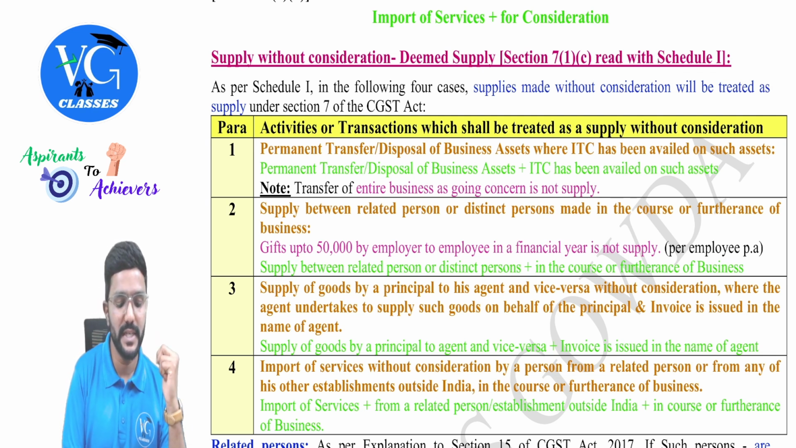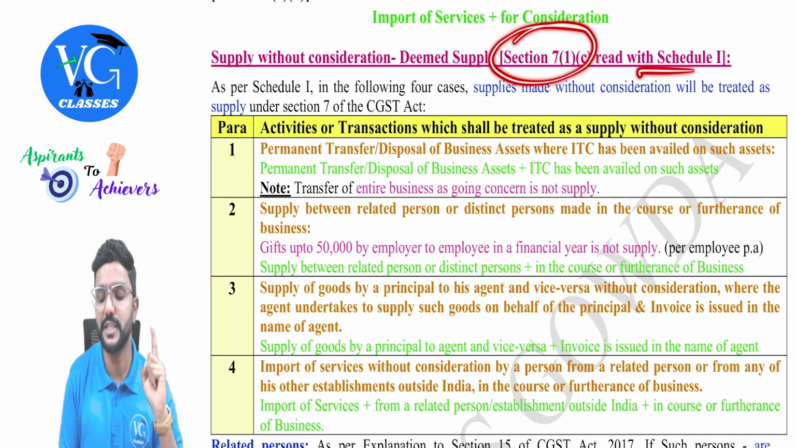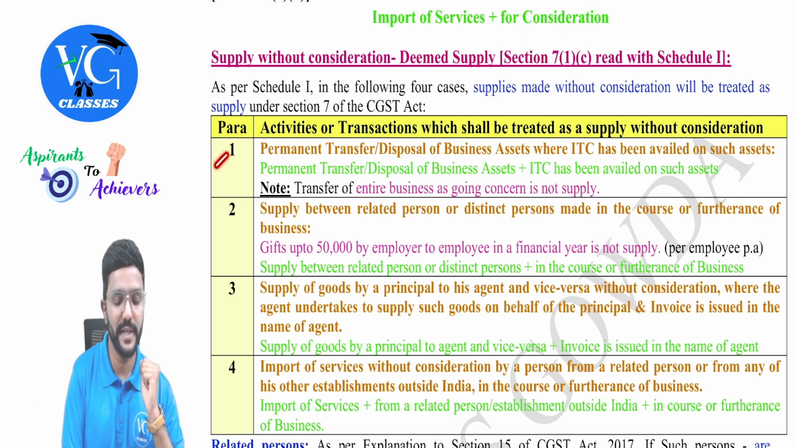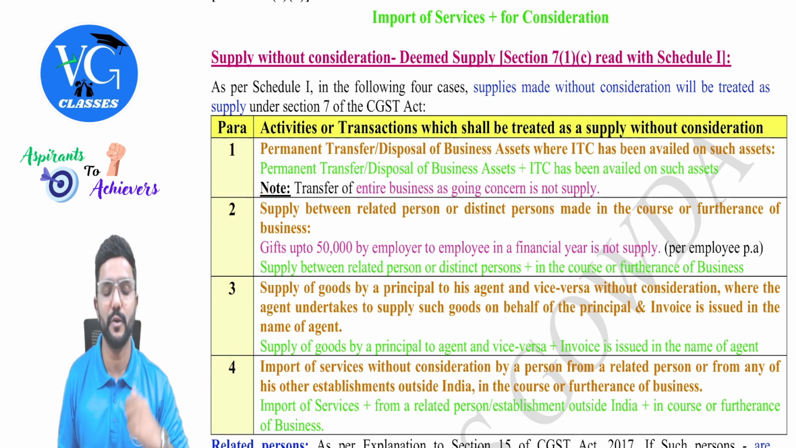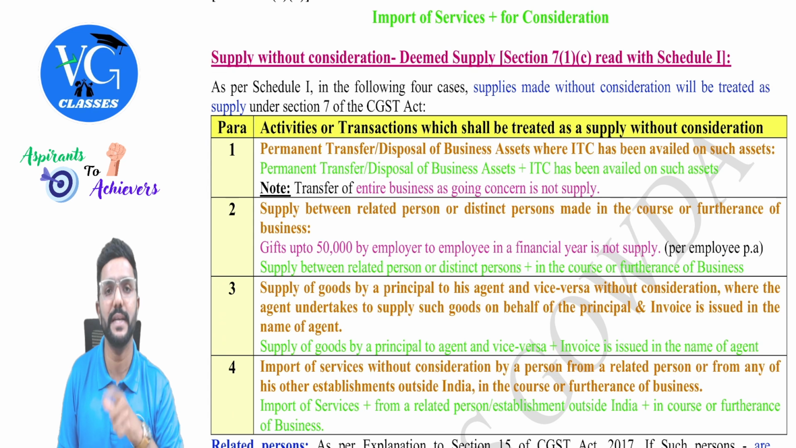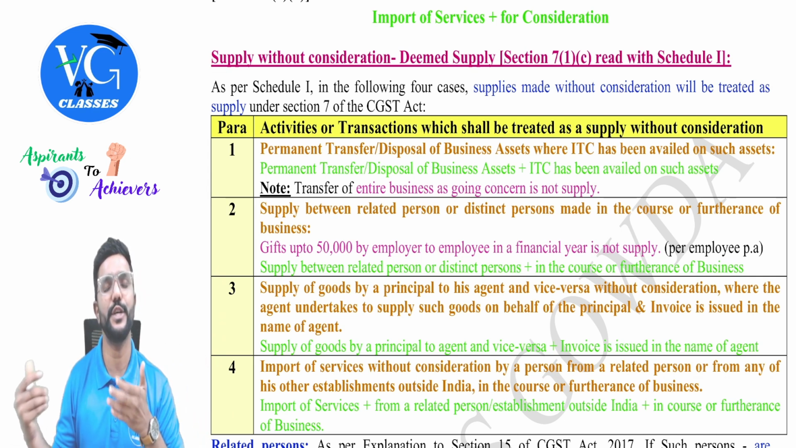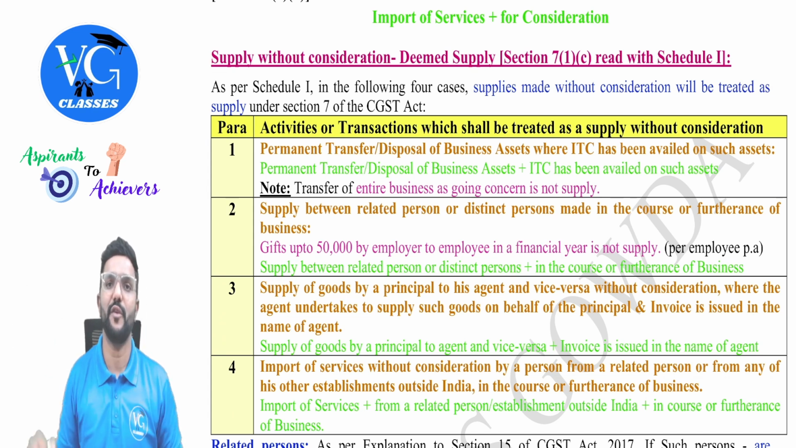So whenever we are discussing the activities which are supply even without consideration, we need to refer to section 7(1)(c) read with schedule 1, guys. Even in your exam, you need to answer like that. And each of the cases is given in the respective para, that is para 1, 2, 3, 4. When you are answering any questions with respect to this, it is also called deemed supply. You need to answer like this: as per section 7(1)(c), read with para 1 or 2 or 3 or 4 of schedule 1 of CGST Act, then explain the provision.